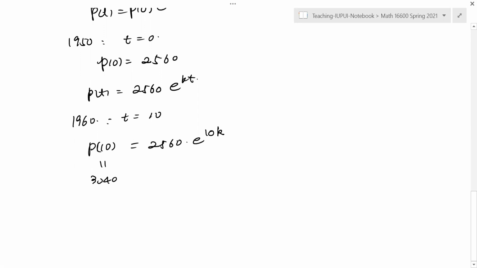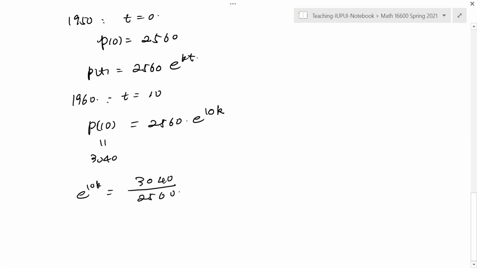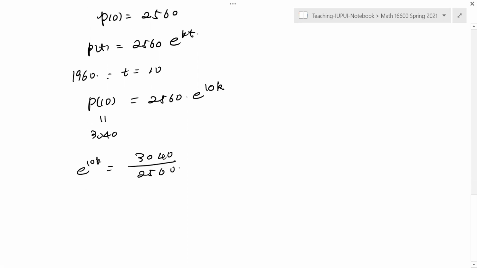I'm not going to use a calculator to do some estimate. So what I got here is e to the 10k is going to be 3,040 over 2,560. Right. So you can write down the answer here. You put a natural log on both sides to find k.